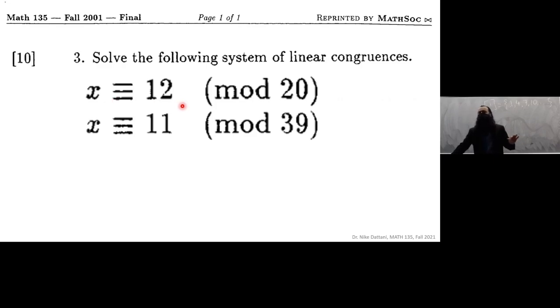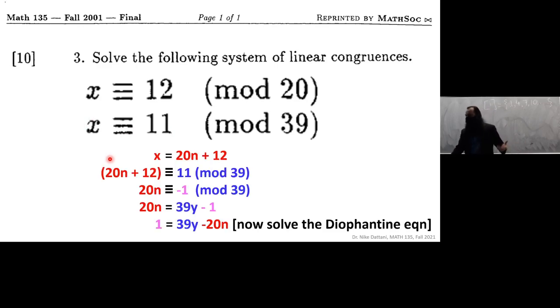x equals 20n plus 12 will always satisfy this first condition. We plug that into the second one. We have 20n plus 12 is congruent to 11 mod 39. Then we do the same thing again: 39y plus 11 equals 20n plus 12. And then you can subtract out the 12 and 11, you get minus 1, and then you have a Diophantine equation.